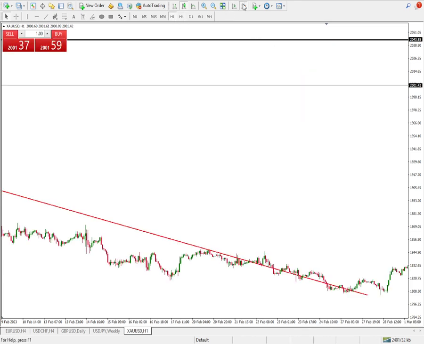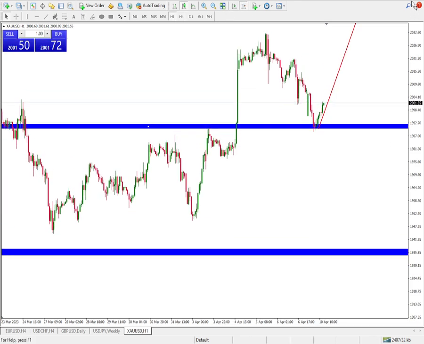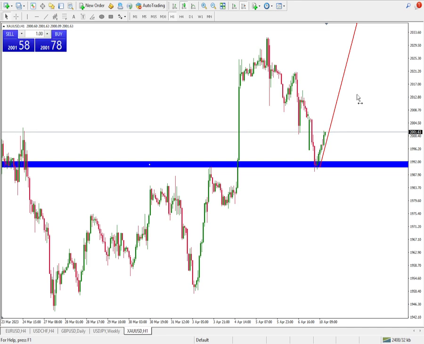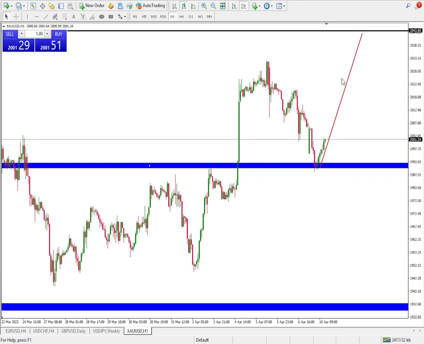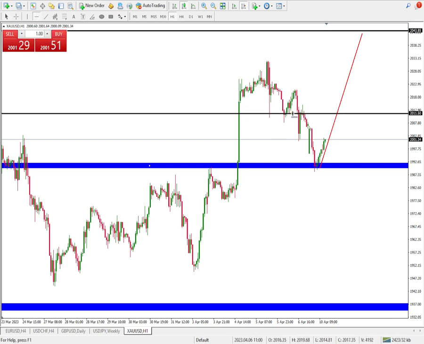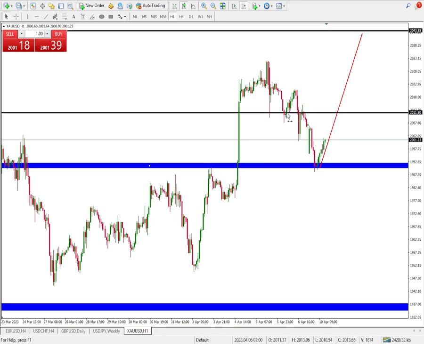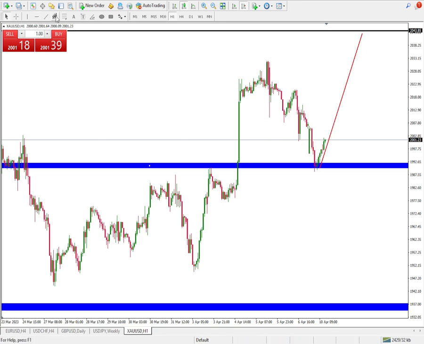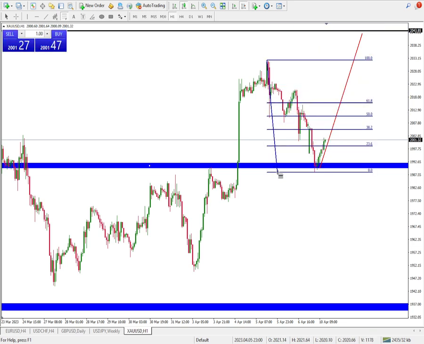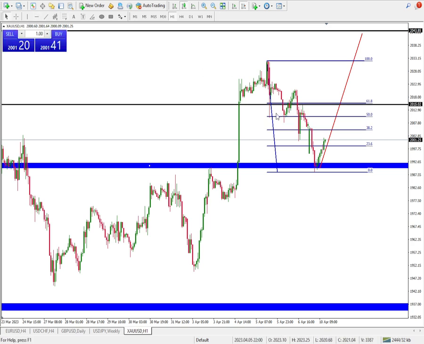Now let's find out something more about it on the H1. It is clearly going up, but remember my friends, if you are a day trader, you can find some resistance near. Since I'm a Fibonacci trader, I will consider Fibonacci. Yes, exactly. It is approaching at least till here.